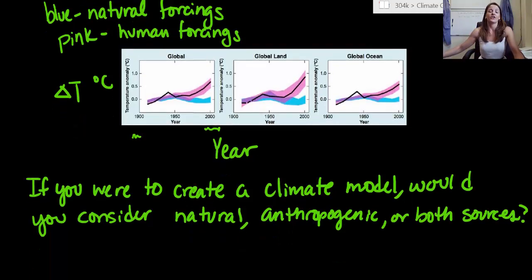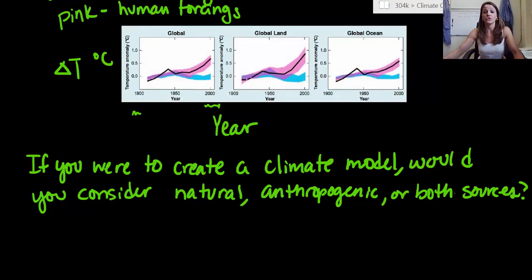All right, did you get an answer? Hopefully you did, and the correct answer is that you should include both sources for sure. And so what we see is that the blue line is just incorporating natural sources, the black line is our actual data, and it definitely follows the pink line, which is the human sources or anthropogenic forcings. So our best model is going to incorporate both sources, okay?